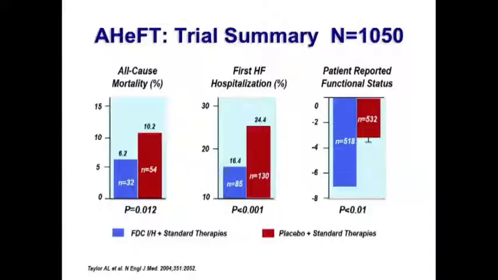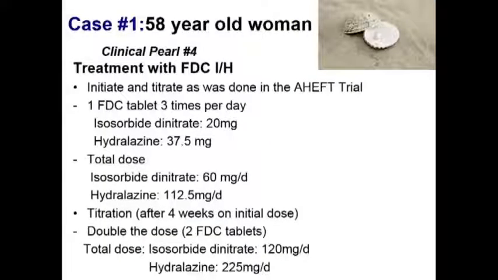How many of you, just by a show of hands, use isosorbide dinitrate and hydralazine in patients with heart failure? Okay. So, she was initiated due to the A-HeFT trial on a fixed-dose combination of isosorbide 20, hydralazine 37.5. That's what it comes in as a trade-name product, not yet generic. 3 times a day. After 4 weeks, she was up-titrated to 2 tablets 3 times a day. And then she's on the final dose of 120, 225, isosorbide dinitrate hydralazine. Hydralazine is mainly given, even though it's a vasodilator, for the nitrate tolerance that occurs with chronic continuous nitrate therapy.